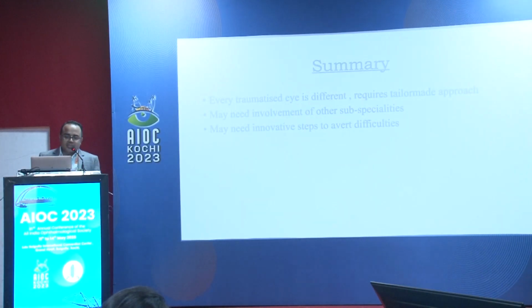So the summary is every traumatic eye is different. You have to do a proper pre-op assessment and still expect surprises on the way. Each eye requires a tailor-made approach, and may involve other subspecialties. A trauma may have caused an orbital floor fracture, so a plastic intervention might be needed. A foreign body might be lodged in the retina, so you might need to call a retinal colleague, and it also needs innovative steps to avert difficulties.